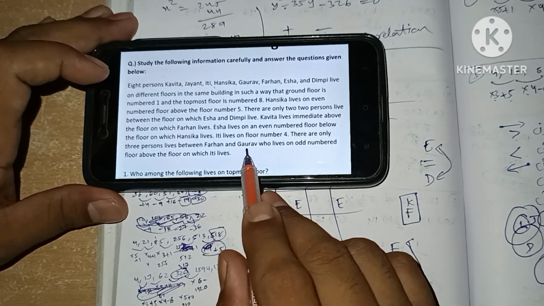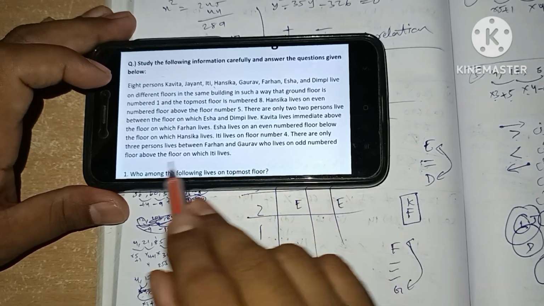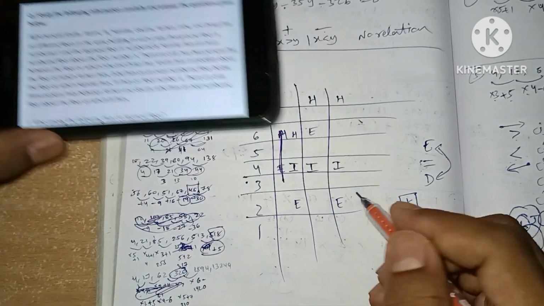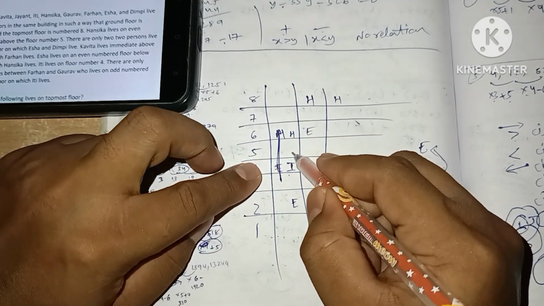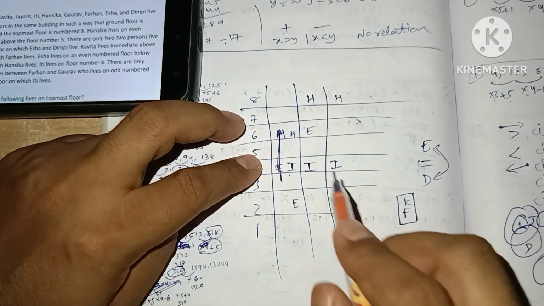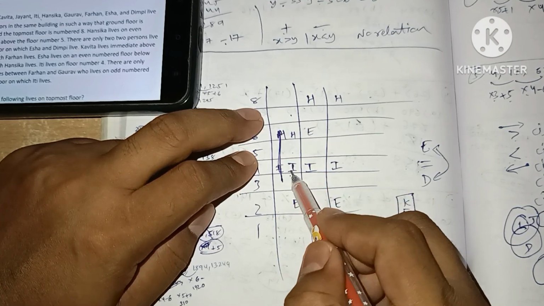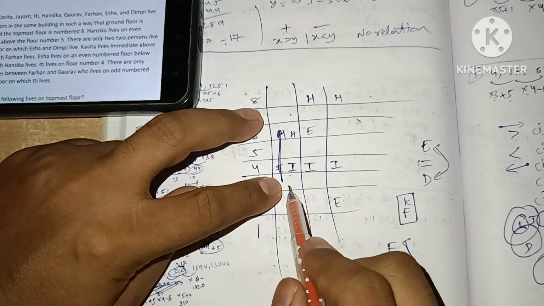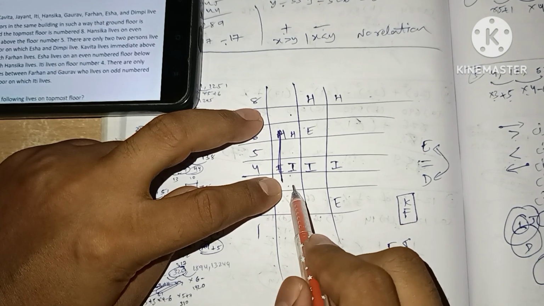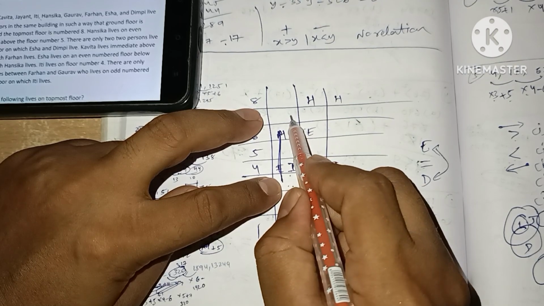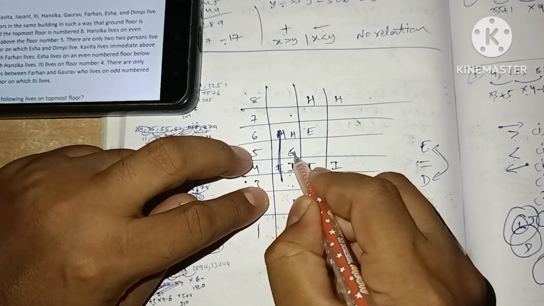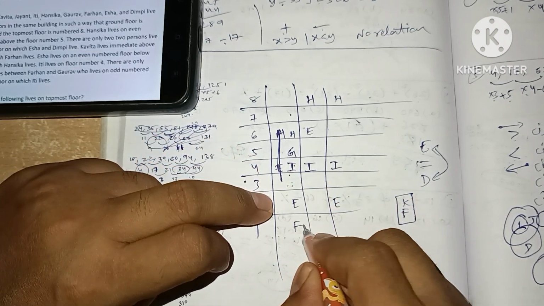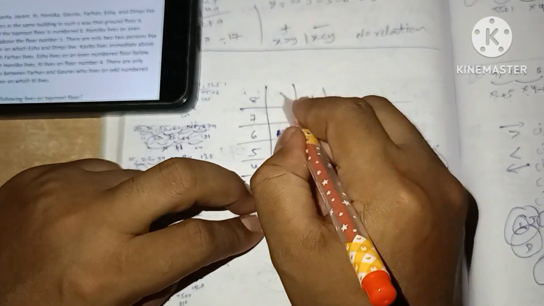Next, G lives on an odd numbered floor above the floor on which it lives. If we place G here, 1, 2, 3, this is the place for F. K and F are immediate places, so there is no place for K here. If we take G in this odd place, we get 1, 2, 3, F place is here, but we cannot place K. So this case fails totally.